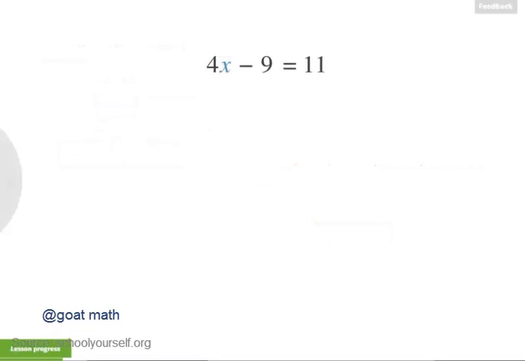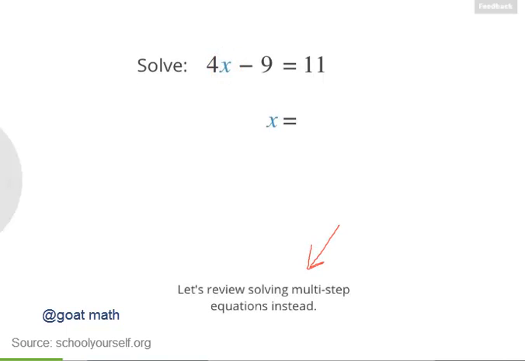Great, so let's briefly move from inequalities to equalities, or equations rather, like this one here, 4x minus 9 equals 11. Try solving this equation for x, or click down here to review solving equations like this.